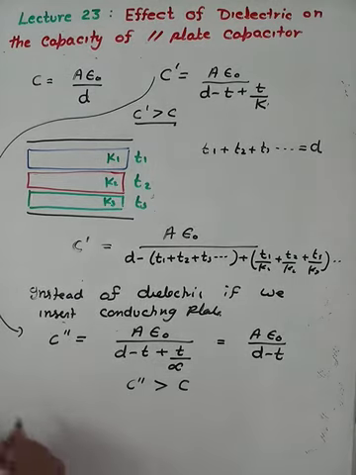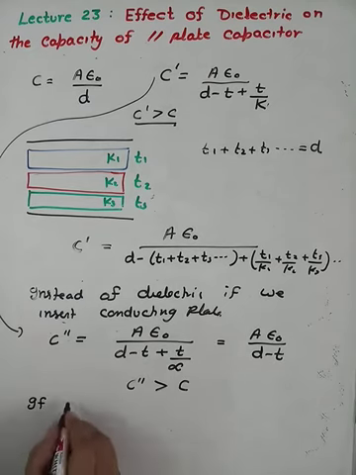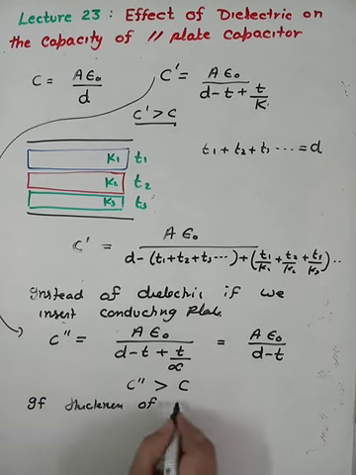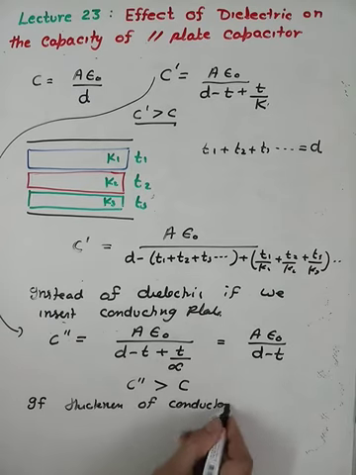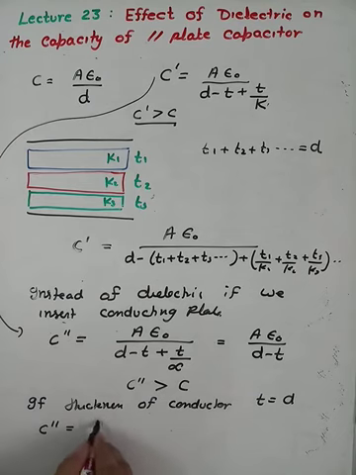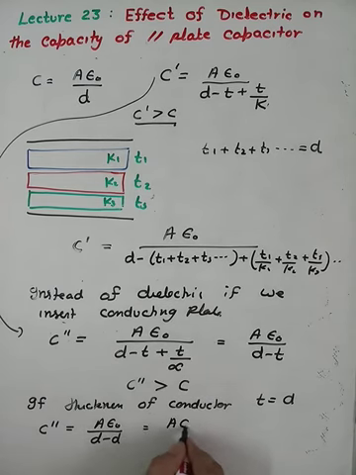If it is completely filled with a conducting plate, that is, if the thickness of the conductor t equals d, then what will happen? C double dash is equal to A epsilon naught upon (d minus d), which is A epsilon naught upon 0. That means the capacity becomes infinite if we completely fill the parallel plate capacitor with a conducting plate.